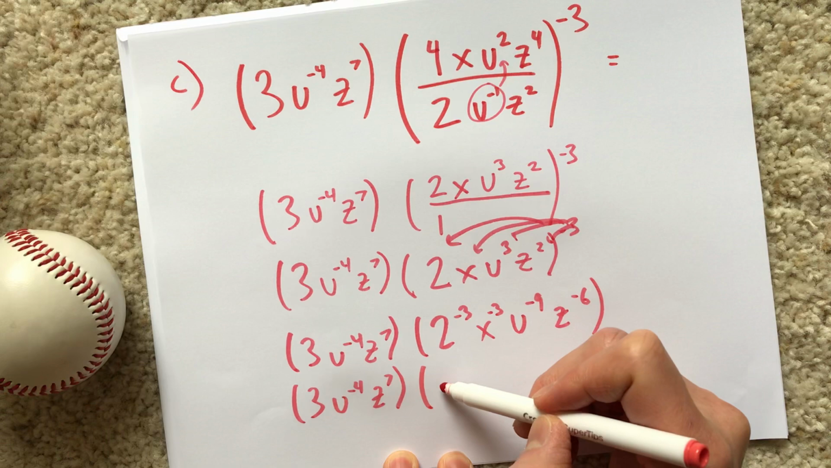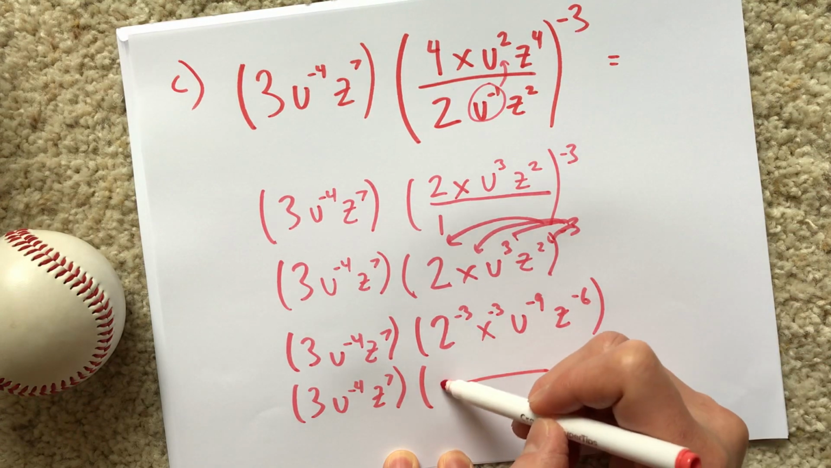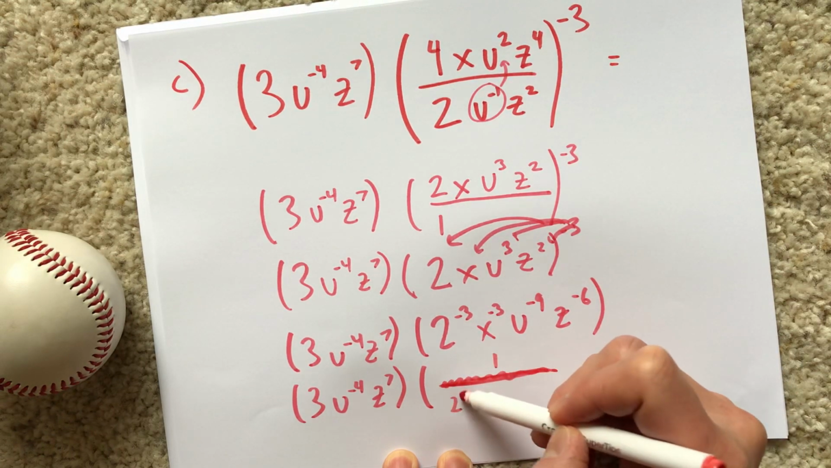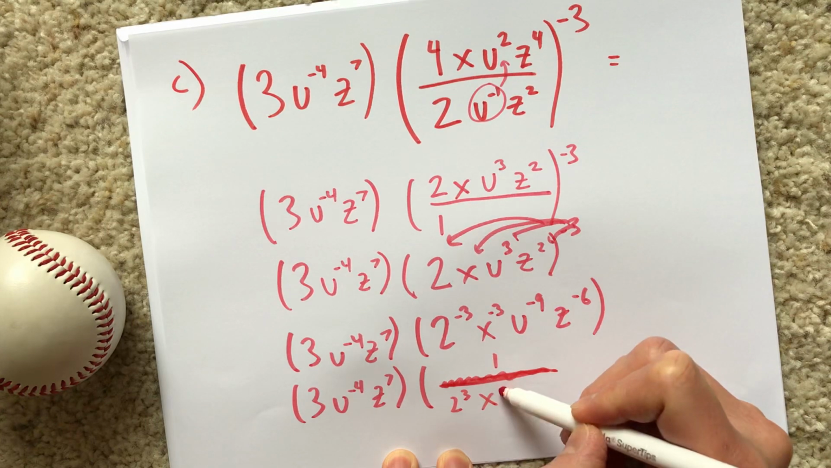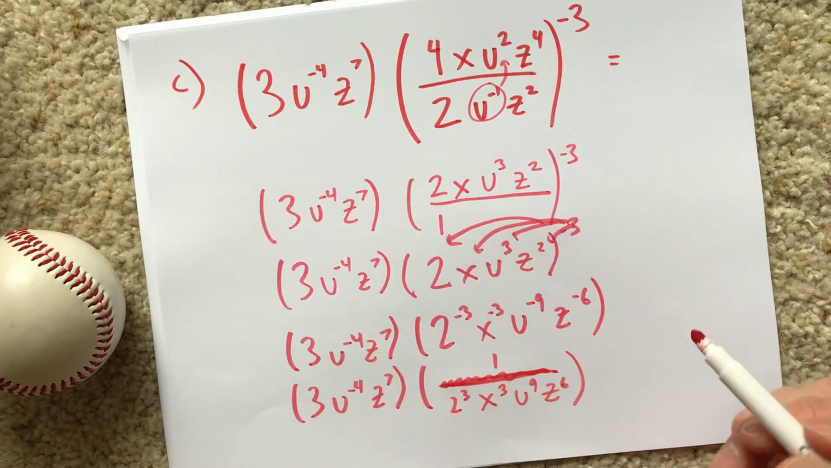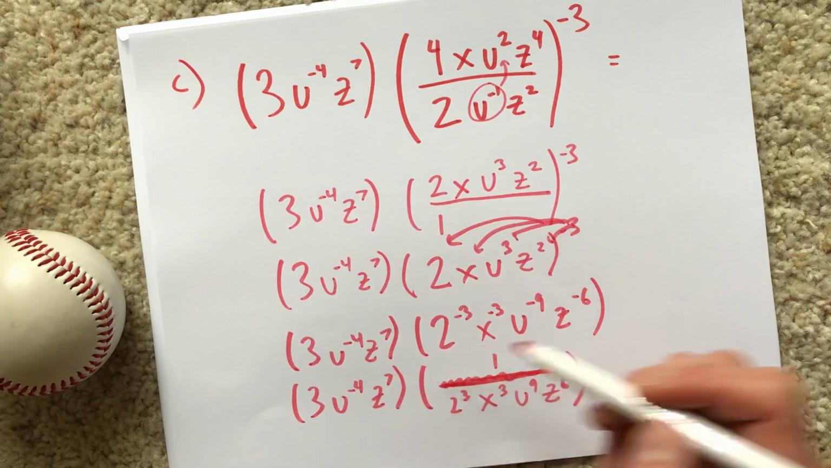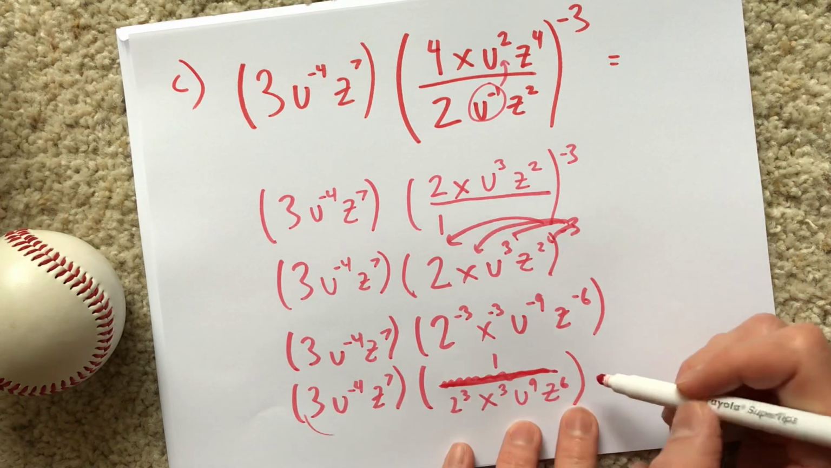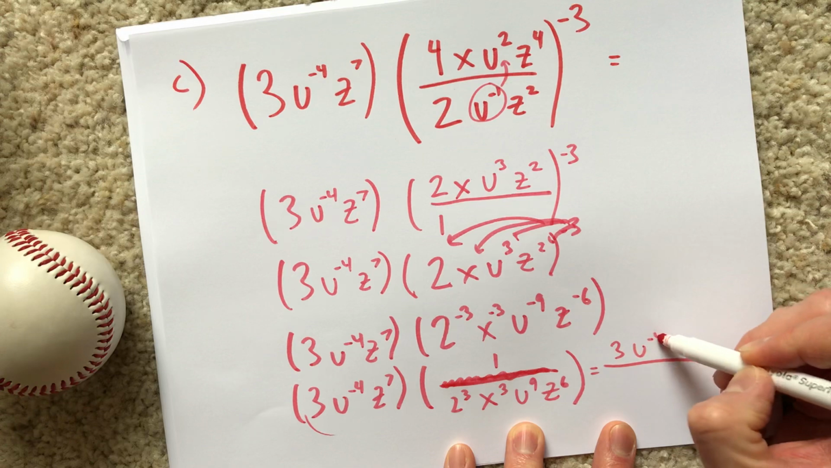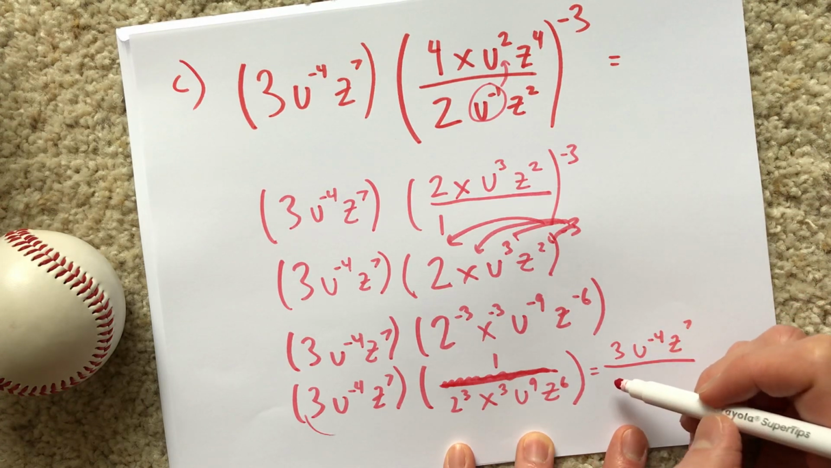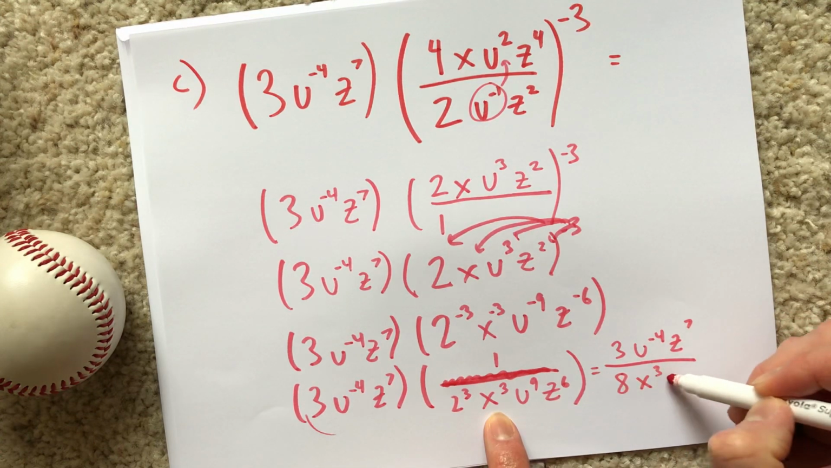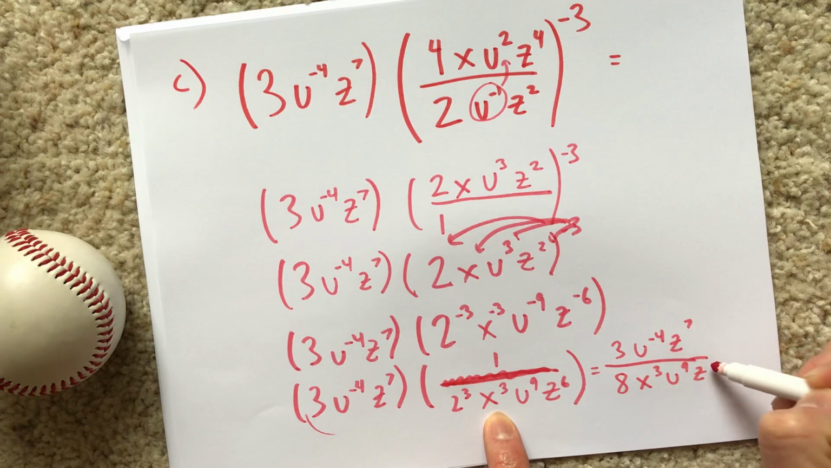So now this right here, since everything's negative, we have 1 over 2 cubed x cubed u to the 9th power z to the 6th power. Okay. So now since we're multiplying these, I'm just going to copy this and move it to the numerator. So 3 u to the negative 4 z to the 7th power over, now 2 cubed is 2 times 2 times 2, so that's 8 x cubed u to the 9th power z to the 6th power.